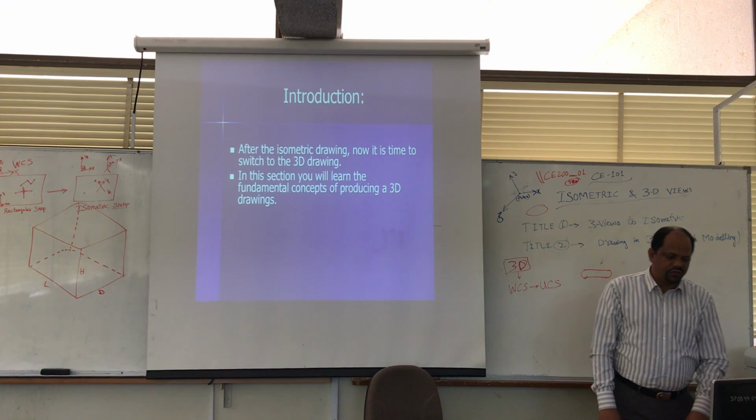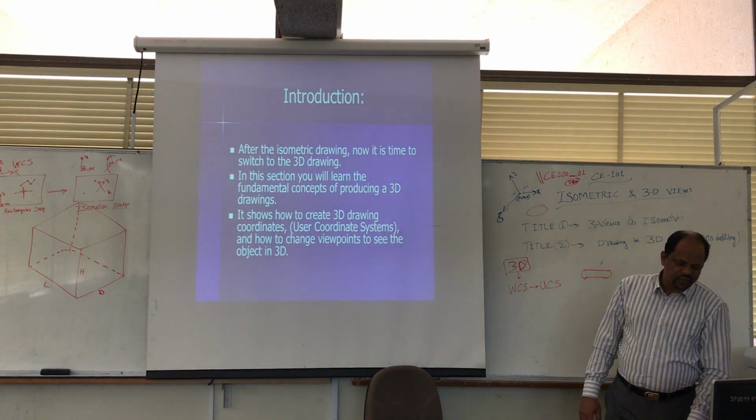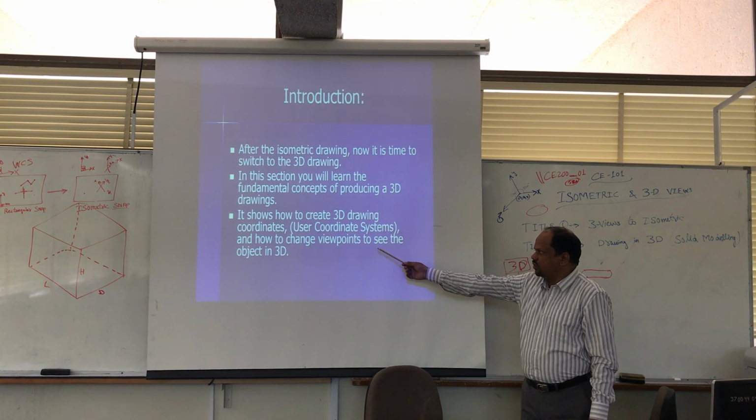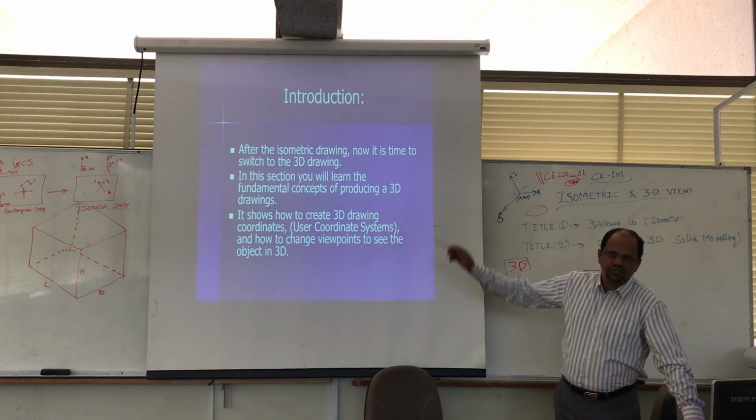In this section, you will learn the fundamental concept of producing a 3D drawing. It shows how to create a 3D drawing coordinates, which is called user coordinate system, and how to change viewpoint to see the 3D object. This is what our learning will be. What is user coordinate system?